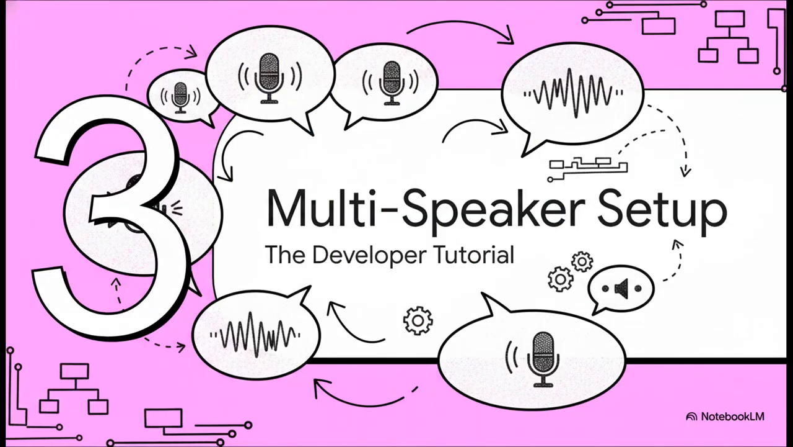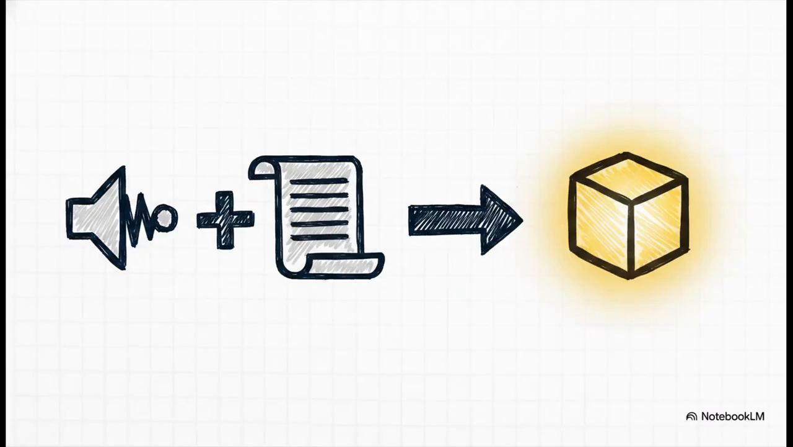Section 3. Setup, multi-speaker synthesis, the developer tutorial. All right, so the crucial point for you developers out there is how exactly you feed data into this engine to orchestrate multiple speakers. The model input, which we'll call X, is formed by a really simple concatenation. You just take the acoustic latent representations, the actual voice font features, represented by the letter Z, and you add them right to the text script embeddings, represented by T.